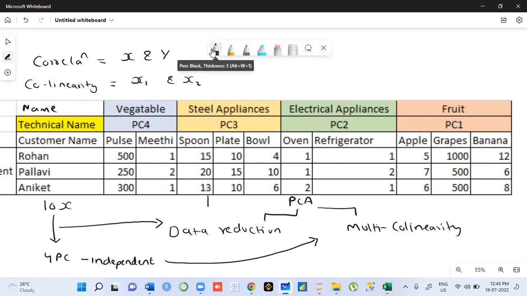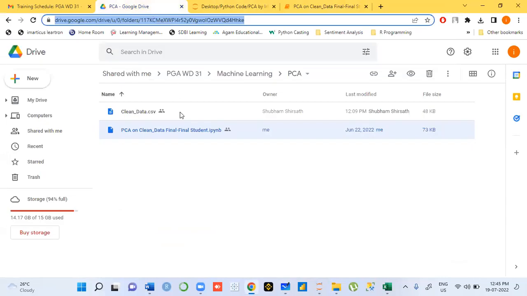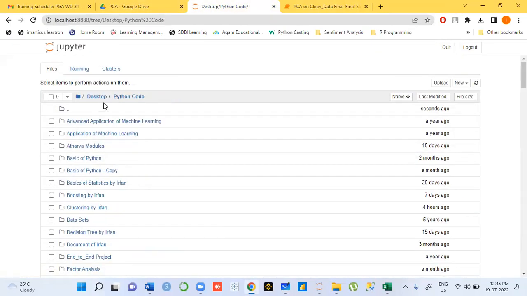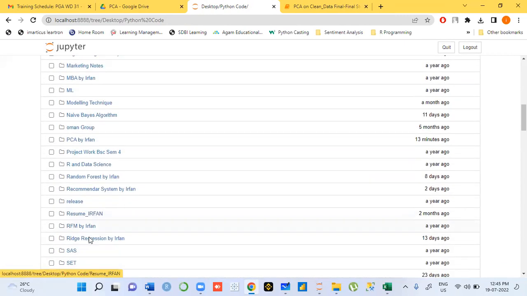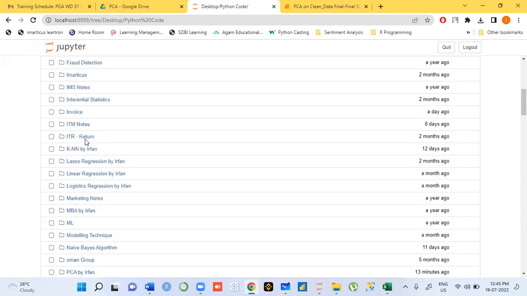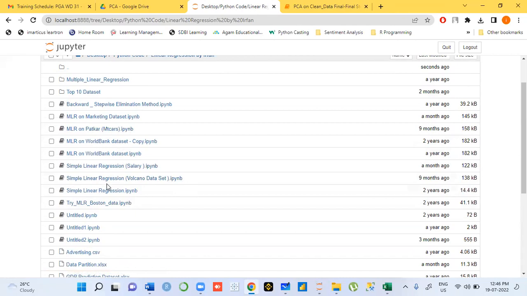Correlation matrix. I have taught you linear regression. Remember the correlation matrix? Okay, let me open it for you. You were present at the time of linear regression. Yes, sir. What is correlation at that time?